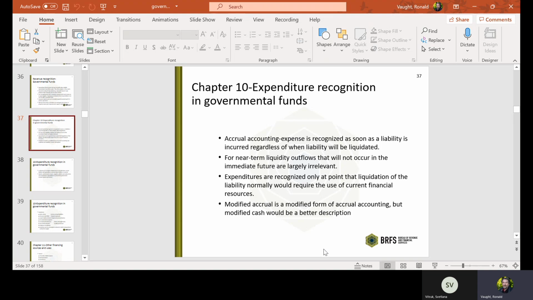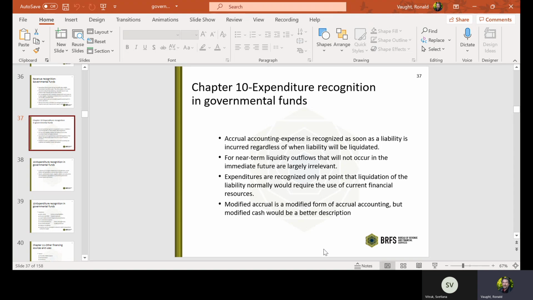Expenditure recognition in governmental funds. Accrual accounting recognizes expenses as soon as a liability is incurred, regardless of when the liability will be liquidated. For near-term liquidity, outflows that will not occur in the immediate future are largely irrelevant: bonds payable, environmental remediation, pensions.